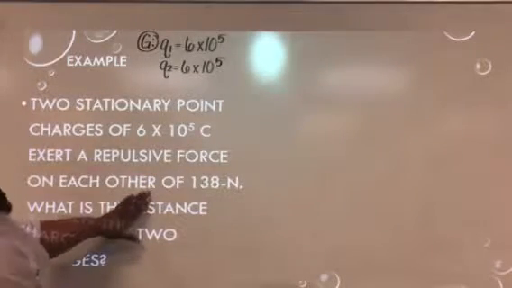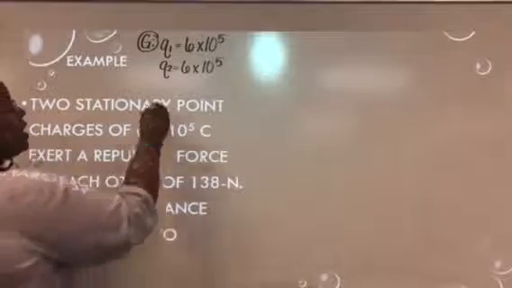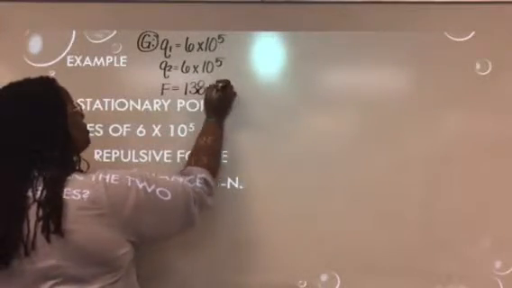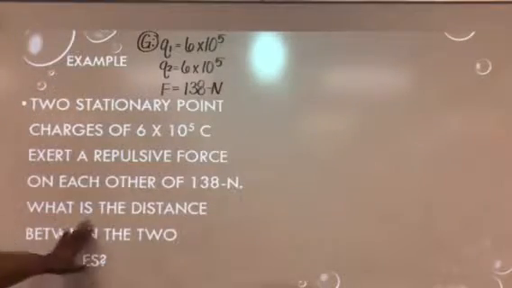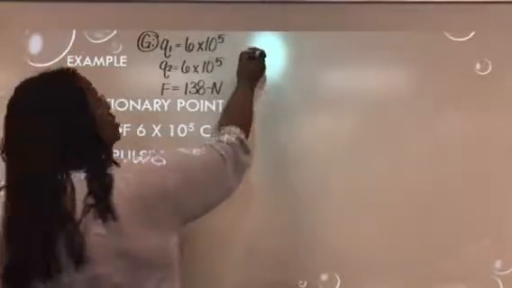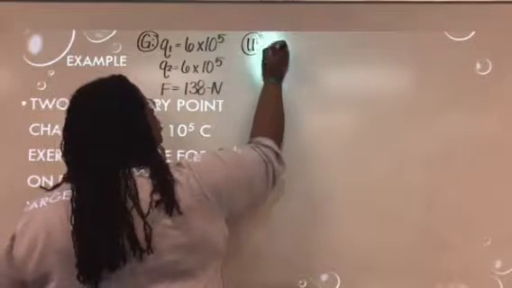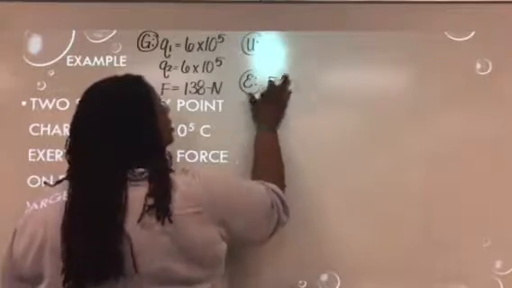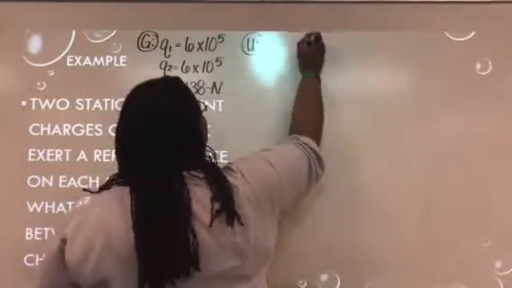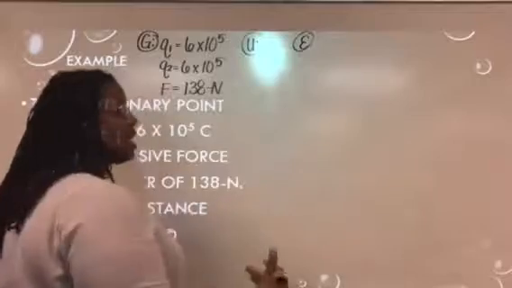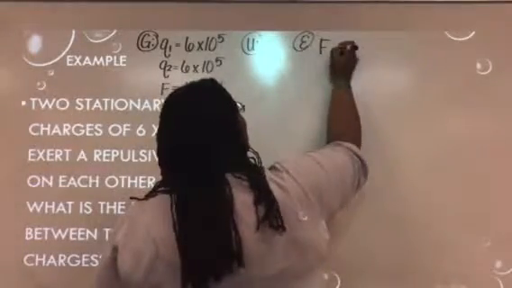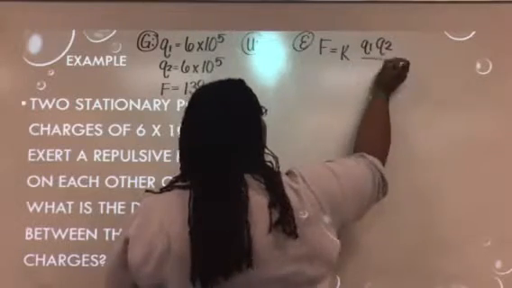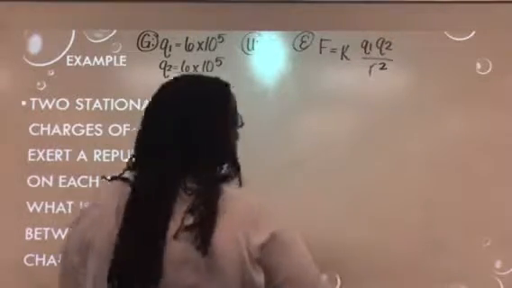They also told us that we have a repulsive force of 138 newtons. So that will be equal to F. What is the distance between the two? So your unknown will be R. And our equation, it's the one that we just took a look at. Let's go up a little bit on the board just to give us enough room, because these problems can take up quite a bit of space. So F is going to equal K, Q1, Q2 divided by R squared.